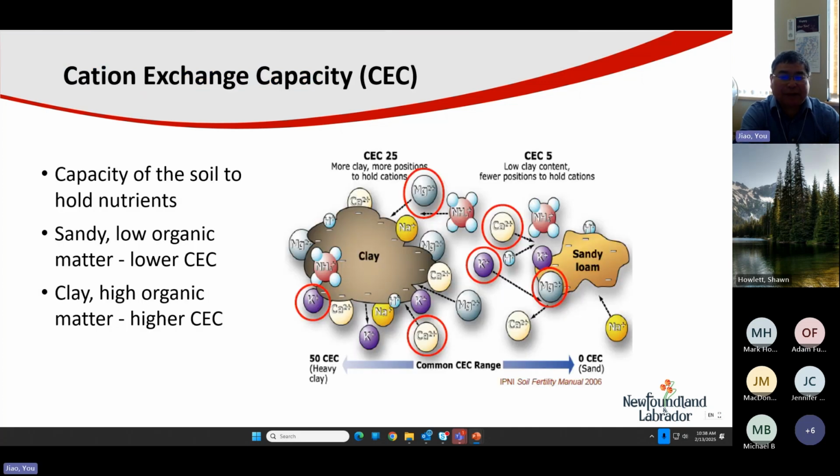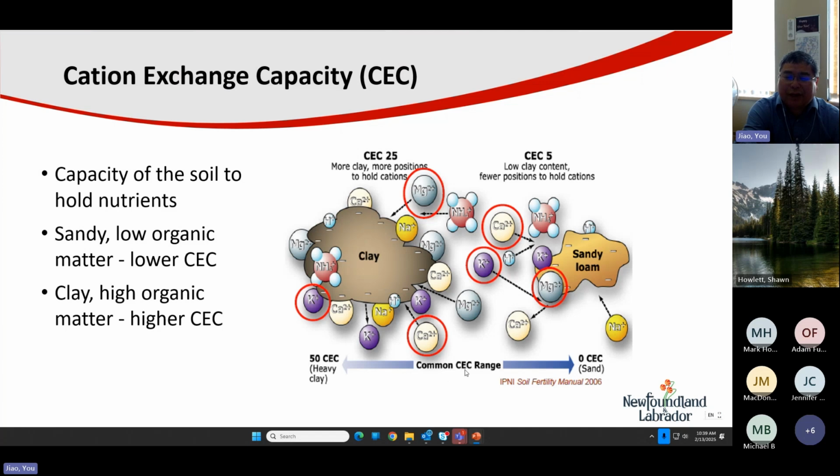The cation exchange capacity, the CEC, is the capacity of the soil to hold nutrients. With low organic matter, you have a lower CEC. If the soil is a clay with high organic matter, you have a higher CEC. Illustrated in the chart, if we have a CEC of 25 for the higher CEC, compared with a CEC of 5, the lower CEC, you will see at the lower CEC is sandy loam particles, and you have clay particles at the higher CEC, and also the organic matter could be higher.